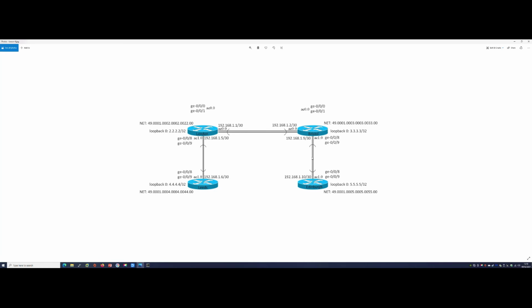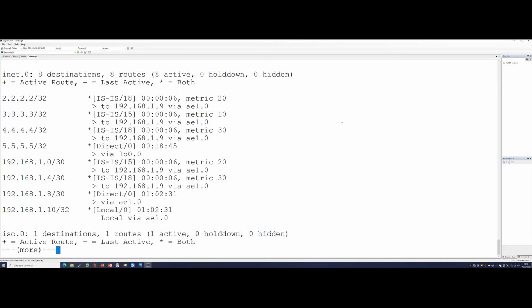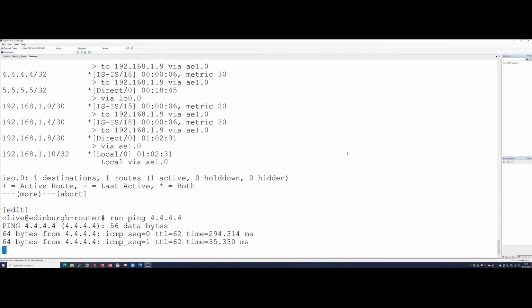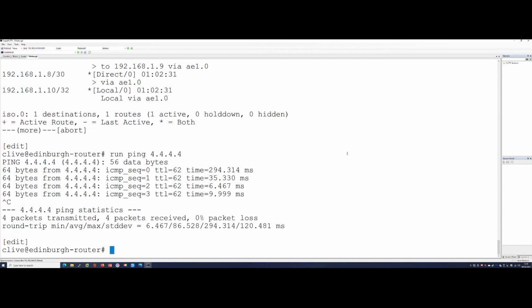It will tell us AE1 here, across to London, and down to Leeds. Okay, so let's run ping 4.4.4.4. And there we go. Okay, so we have communication throughout the network now from an IS-IS perspective.